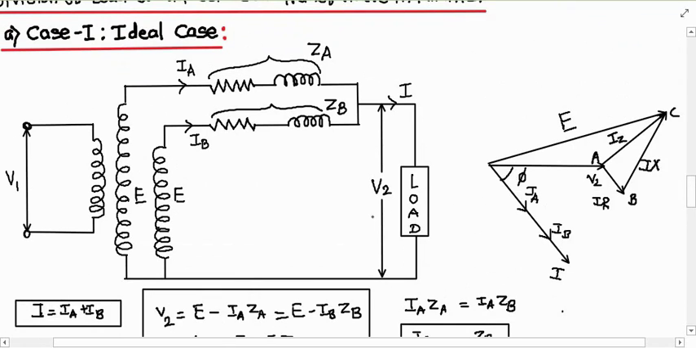This is the ideal case we have assumed. What is the ideal case? The ideal case is that the net voltage in this loop will be 0, so there will be no circulating current. The current flowing through the load will be the vector sum of my IA and IB, so we have to apply Kirchhoff's current law to this node. Now let us see case 2.